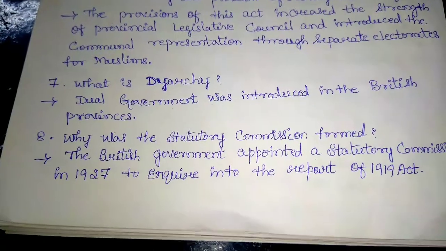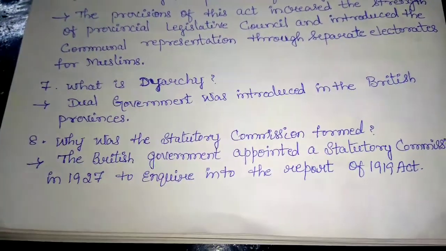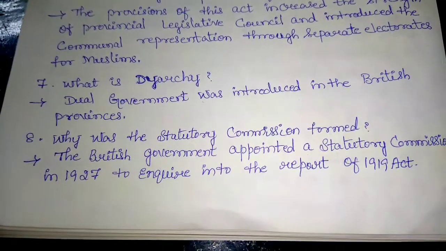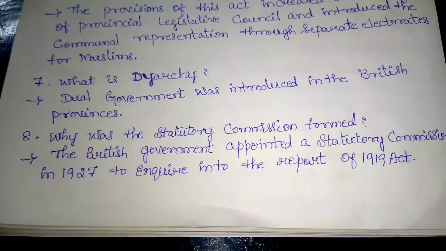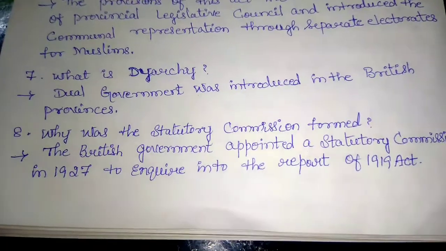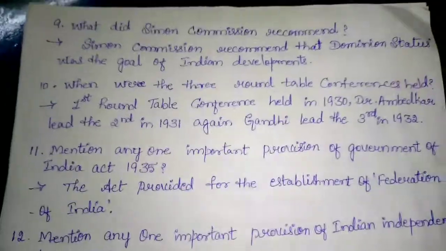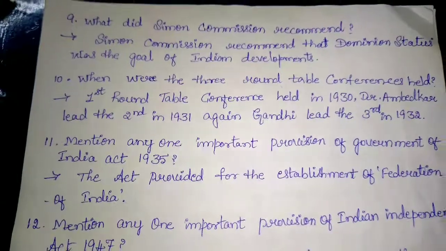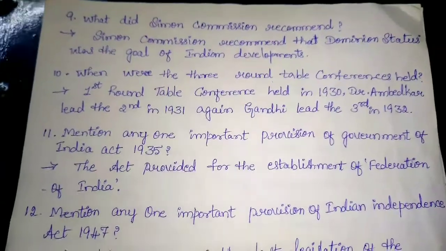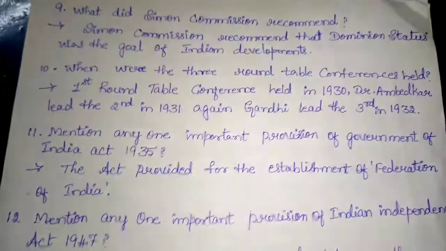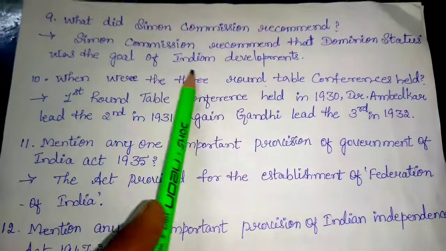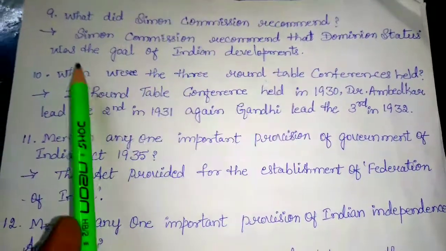Eighth one, why was the Statutory Commission formed? The British government appointed the Statutory Commission in 1927 to inquire into the working of the 1919 Act. The ninth question is, what did the Simon Commission recommend? The Simon Commission recommended that dominion status was the goal of Indian developments.